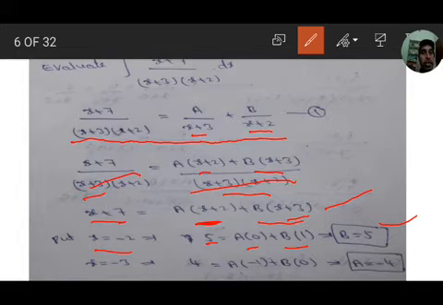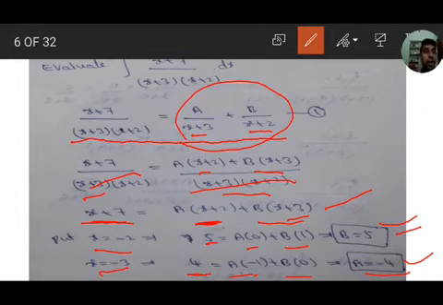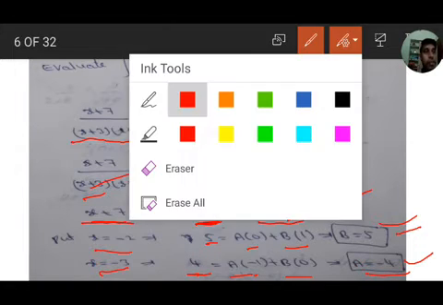And substitute x equal to minus 3. X equal to minus 3 means minus 3 plus 7, that is 4. A into minus 3 plus 2, that is minus 1, plus b into minus 3 plus 3 is 0, the b term is 0. So a equal to minus 4. This minus goes to this side, we get minus 4. So b equal to 5 and a equal to minus 4, substitute in equation 1.